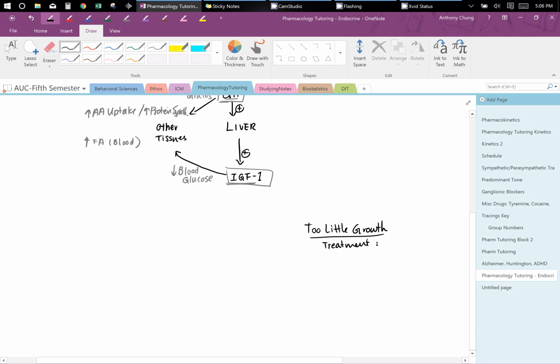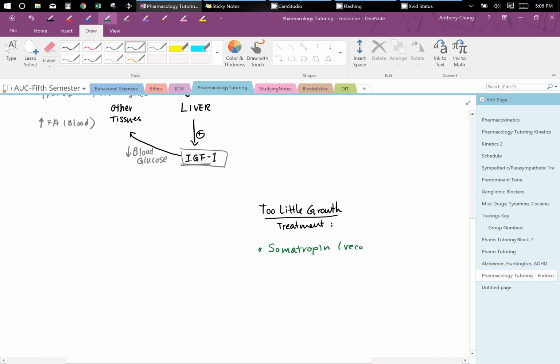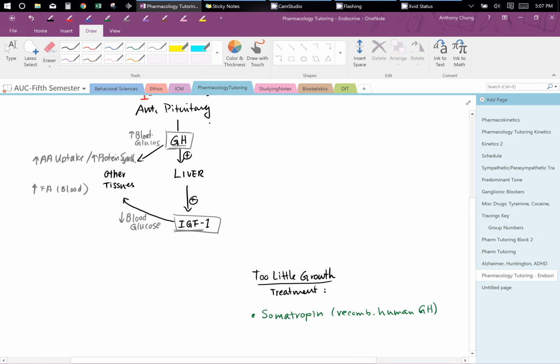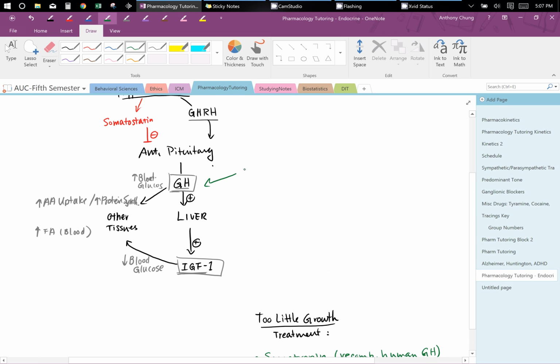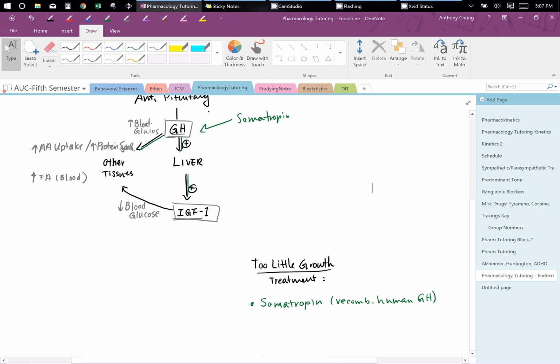is basically you can mimic growth hormone. So you have somatropin, and this is a recombinant human growth hormone. Okay, so let's go back up. Basically, somatropin would be here. It just mimics growth hormone, so it would go through both pathways. It would go to other tissues, and it will also go to the liver, and the liver will make more insulin-like growth factors. So this will augment the effect of both growth hormone and the insulin-like growth factors. If you want someone to grow, this is the ideal way to do it.